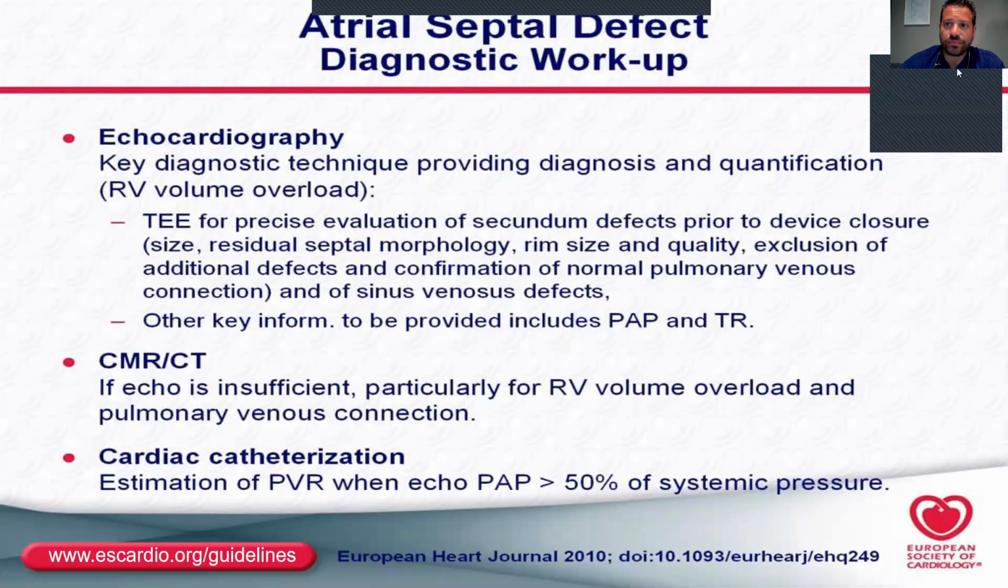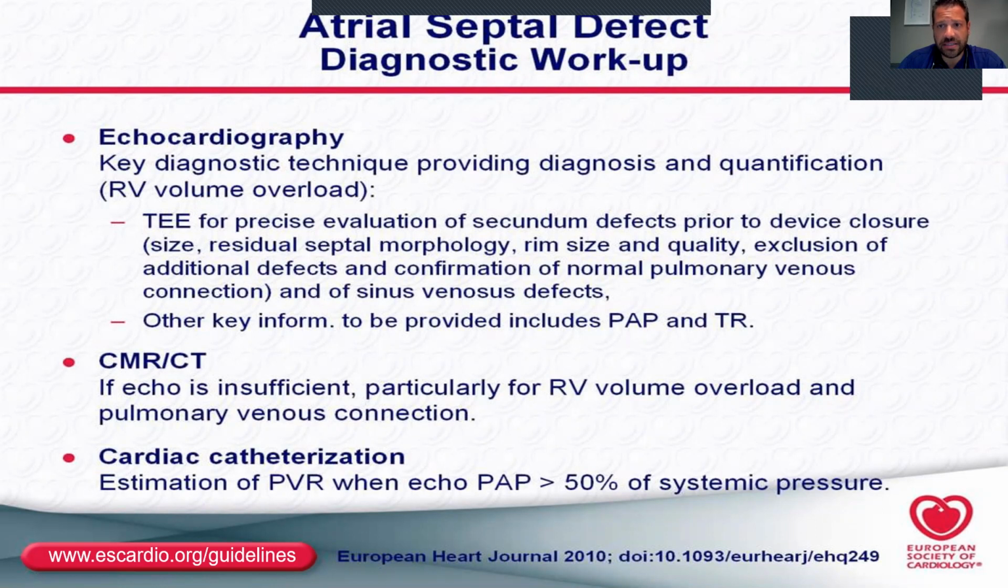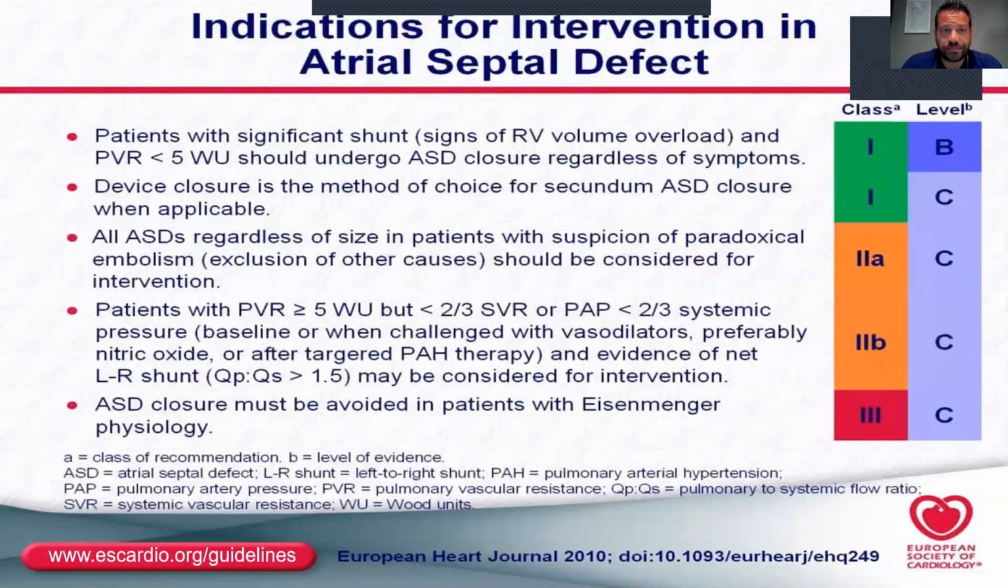From guidelines, we know that echocardiography is the method of choice for diagnosing ASDs and quantification, of course, of RV volume overload, for example. And if the echocardiography images are not optimal, then we can use other modalities like CMR or CT. And of course, when we are not sure about the pulmonary vascular resistance, we can do a right heart catheterization in order to estimate the PVR and, of course, the systemic pressure.